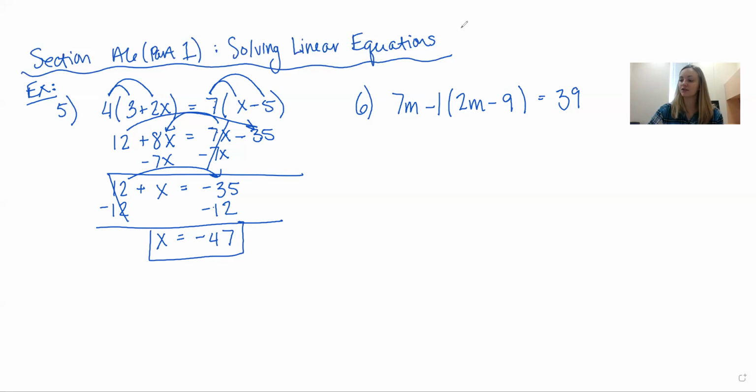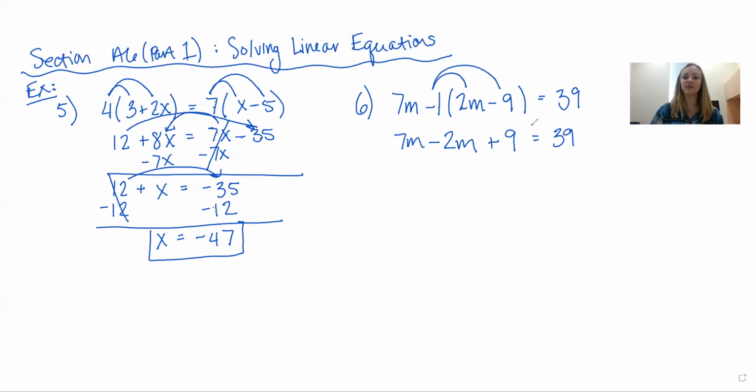Now we can think of this as distributing in a negative 1. We're just distributing in the negative. It'll flip all the signs. Be careful though, because you don't want to do anything with this 7m quite yet. We're distributing, clearing the parentheses, and then we'll deal with that one. So let's go ahead and distribute. Negative 1 times 2m is negative 2m. Negative 1 times negative 9 is positive 9, so plus 9 equals 39.